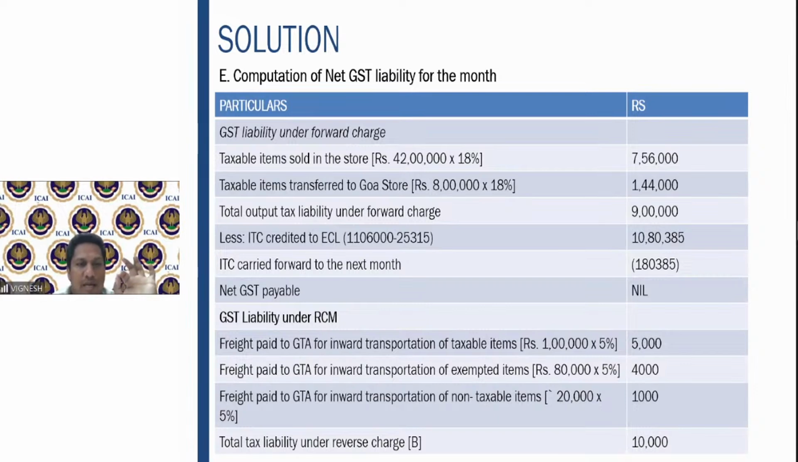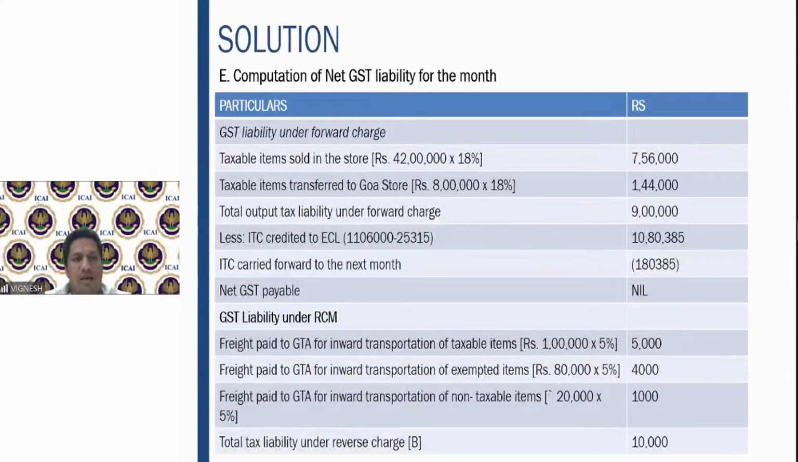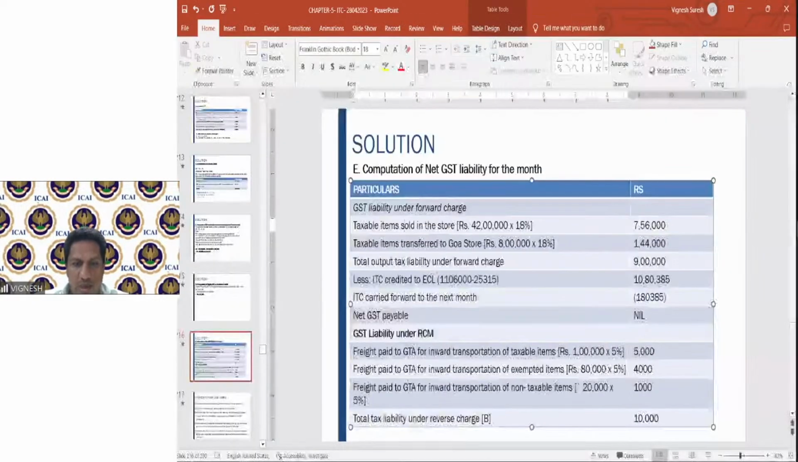Under reverse charge mechanism, you have to first pay the respective GST. Okay, here freight paid is 5,000, on 4,000, 1,000. Total liability under reverse charge is 10,000 rupees. 10,000 rupees is the total liability on the reverse charge.